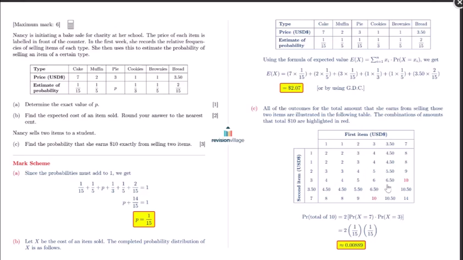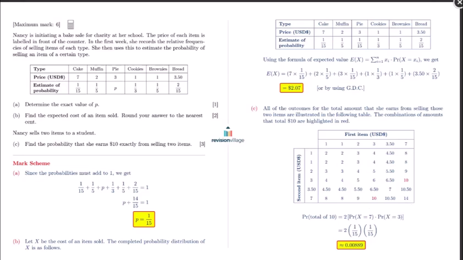And in the sample space, I have shown the sum, which would be the total cost of buying the two items. So for example, let's just pick a number here. Let's look at this $6.50 here. That would be the cost of buying the $3.50 item, which is a loaf of bread, and then also a $3 item, which is a pie. So this sample space shows the sum of buying two items.